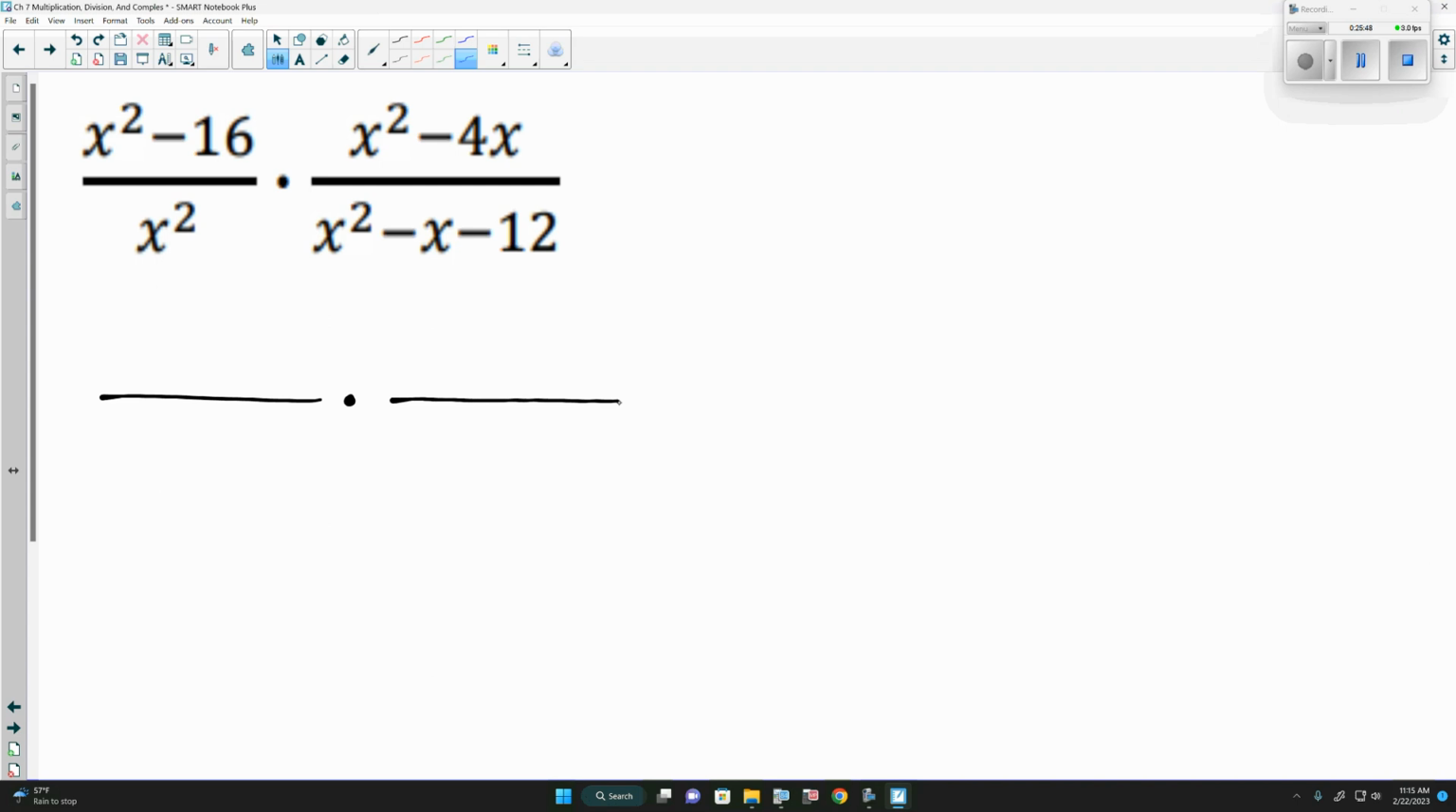Let's look at this next one. Here we have x squared minus 16 over x squared, times x squared minus 4x over x squared minus x minus 12. Out of all these, the x squared is as simplified as it gets because it is a single term. Now we will need to factor the other 3. Which one do we want to factor first?